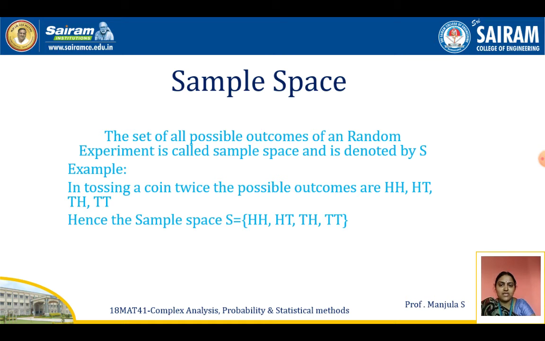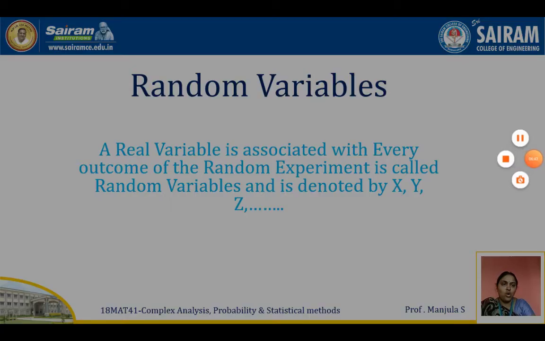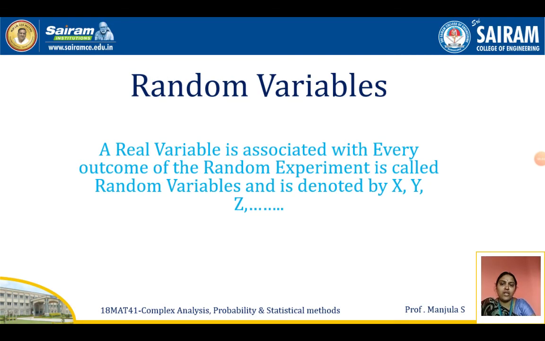So sample space is nothing but the set of all possible outcomes of an experiment. The set of all outcomes of any one experiment is called what? Sample space. We are going to denote that as S. Now the next definition is random variables. What is meant by this? Random variables: a real variable associated with every outcome of a random experiment is called a random variable and is denoted by X, Y, Z.